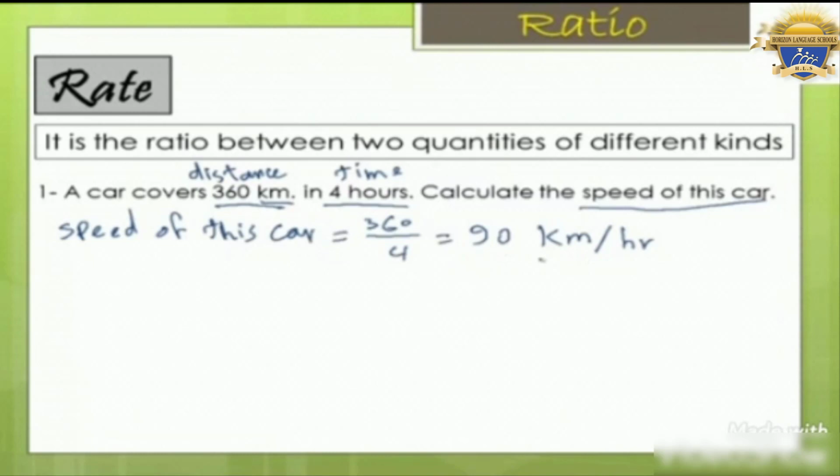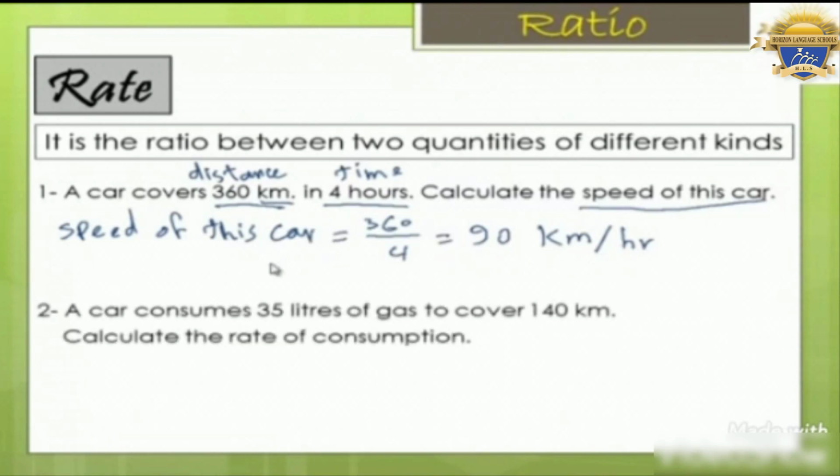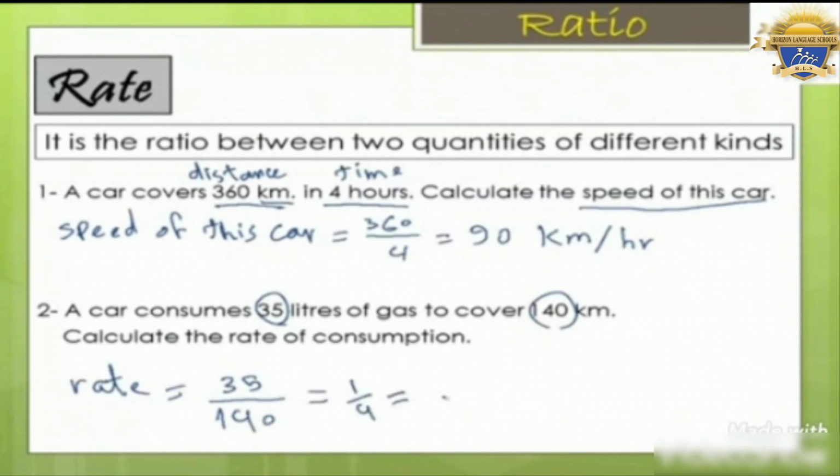Number 2. A car consumes 35 liters of gas to cover 140 kilometers. Calculate the rate of consumption. The rate, we will divide 35 divided by 140, which equals a quarter or 0.25 liter per kilometer.